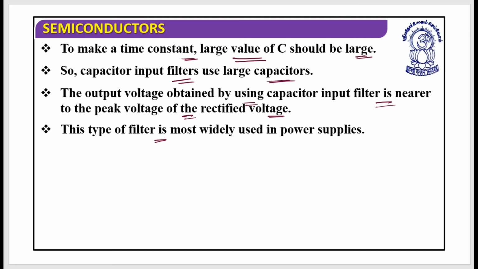This type of filter is most widely used in power supplies, because every time we use supplies at our residence too, we receive alternating current, and there are many devices which use DC as an input. So when they use DC as an input, we need to convert the AC that is available to our household to DC. Who will do this for us? Definitely it is a rectifier that is going to do this.